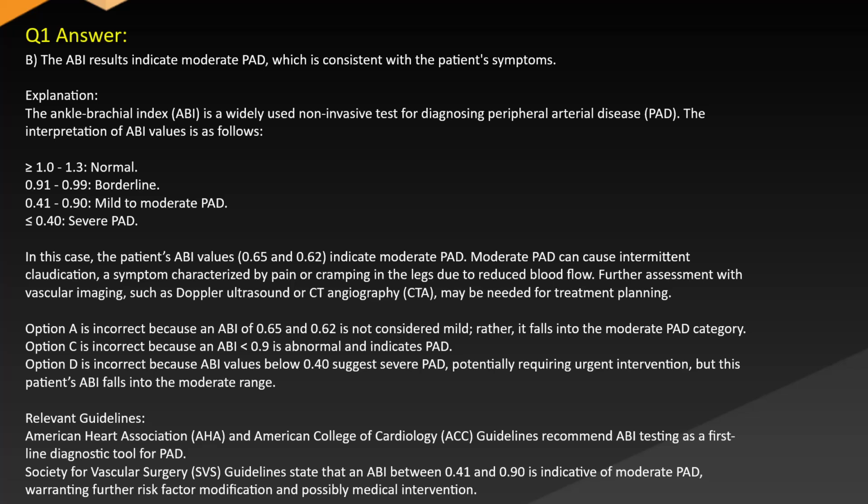Relevant guidelines: American Heart Association (AHA) and American College of Cardiology (ACC) guidelines recommend ABI testing as a first-line diagnostic tool for PAD. Society for Vascular Surgery (SVS) guidelines state that an ABI between 0.41 and 0.90 is indicative of moderate PAD, warranting further risk factor modification and possibly medical intervention.